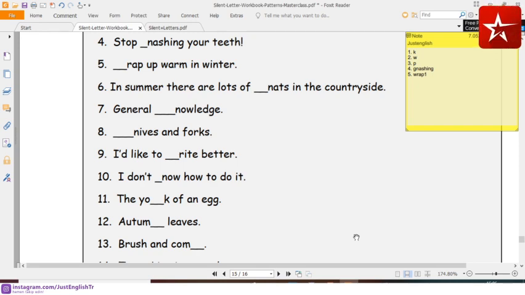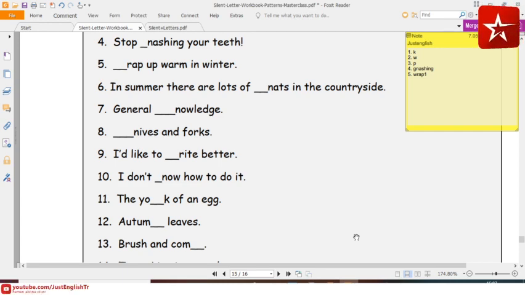Zafer says K, Emre says G. Okay, we will see. I'm waiting for the other comments. Let me explain it. What is it? It is an insect, a very small flying insect that bites animals and people. Yes, a very small flying insect that bites animals and people.